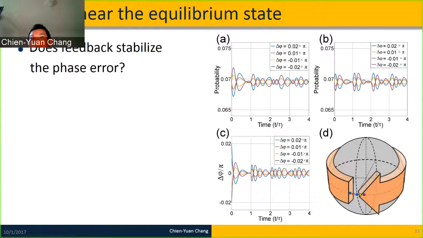The other thing is, does this stabilize the phase error? The phase error is demonstrated when all these initial states are aligned on the equator. On figure A, they start in equal probability, but they have different phases. What's the dynamics of these initial states? We see that it doesn't look like it's stabilizing, or it might have a very slow stabilizing rate that's not shown here.